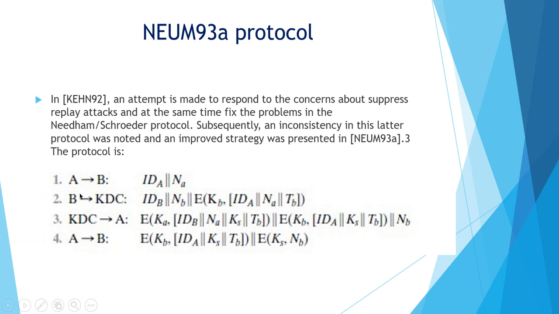The protocol goes like this: A sends to B a newly generated nonce with identification details of itself, that is node A. B sends to KDC identification details of itself, nonce B, which is newly generated, and an encrypted packet that contains identification details of A, the nonce generated by A, and the timestamp, or the time at node B, encrypted with the master key of node B.